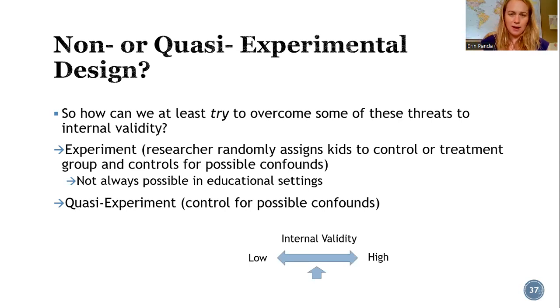This is not always possible in experimental settings, but what we can do is a quasi-experiment. It's kind of the middle of internal validity and does the best that we can if we're working with kids who are already being assigned to particular groups. If we can't tell kids to go to one school or another, we've just got to measure the kids that are already there. So I'm going to give you an example of two quasi-experiments that are at least moving towards higher internal validity.